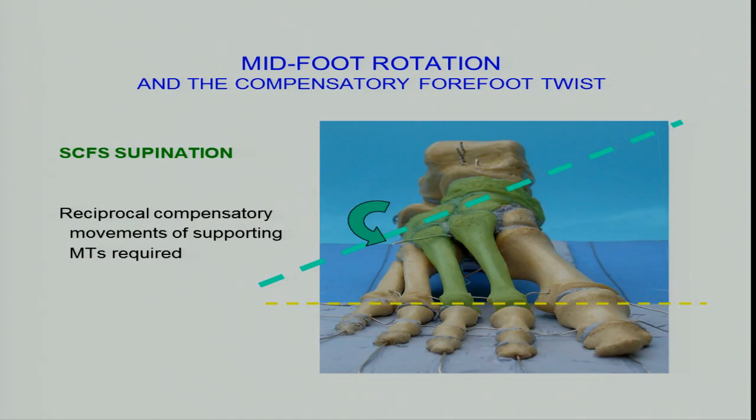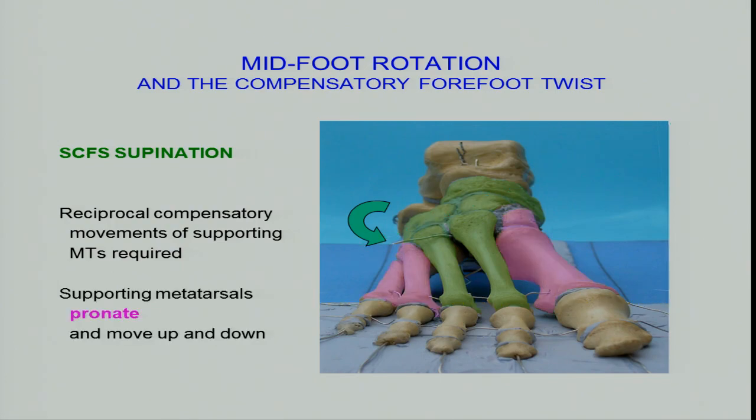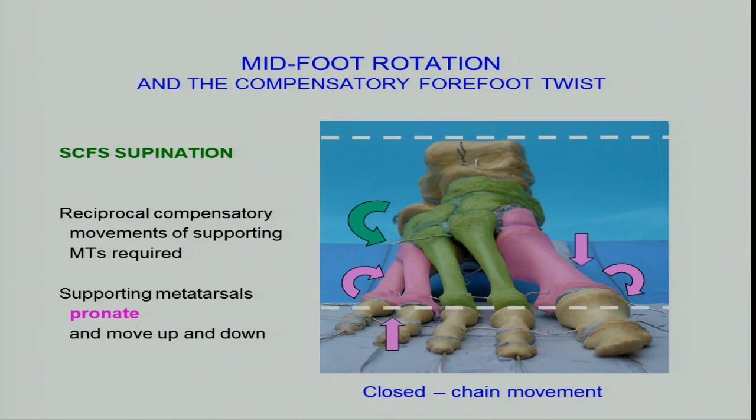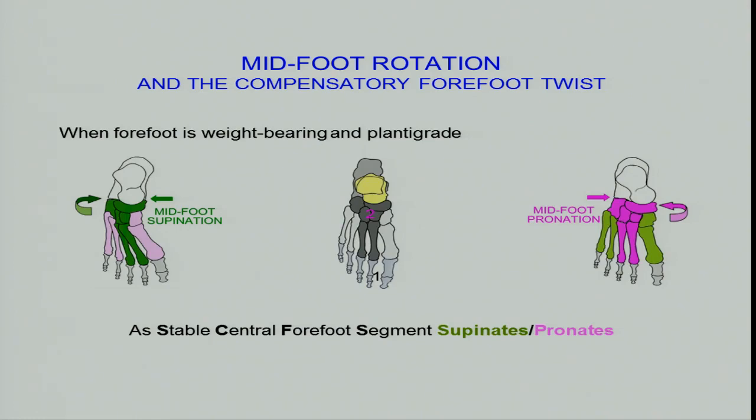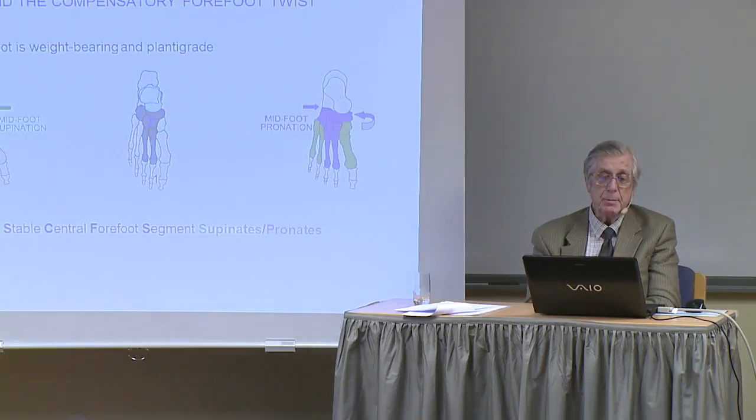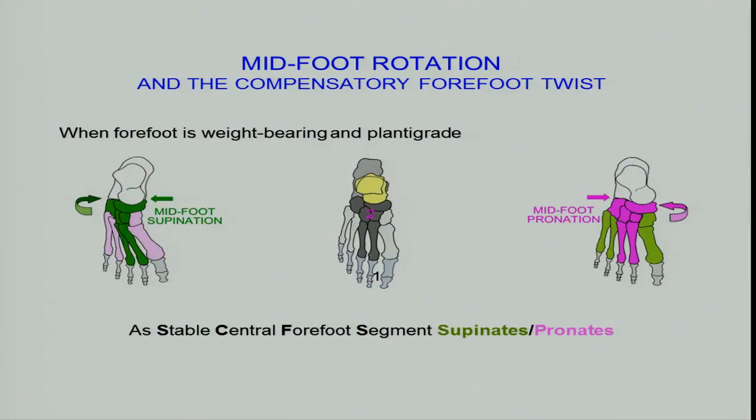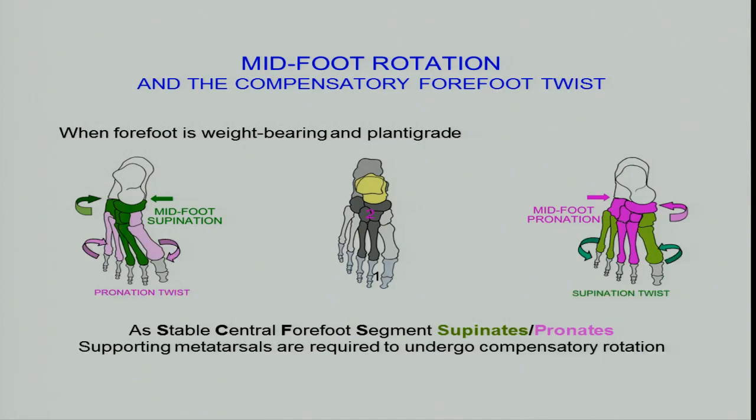The midfoot segment is supinated, so the peripheral bones must pronate and go up and down. So it seemed reasonable to suggest that there was a stable central forefoot segment which could supinate and pronate, and that the forefoot, the metatarsal heads, could be kept reasonably horizontal if Hicks's forefoot twist occurred, and the forefoot could remain plantigrade.